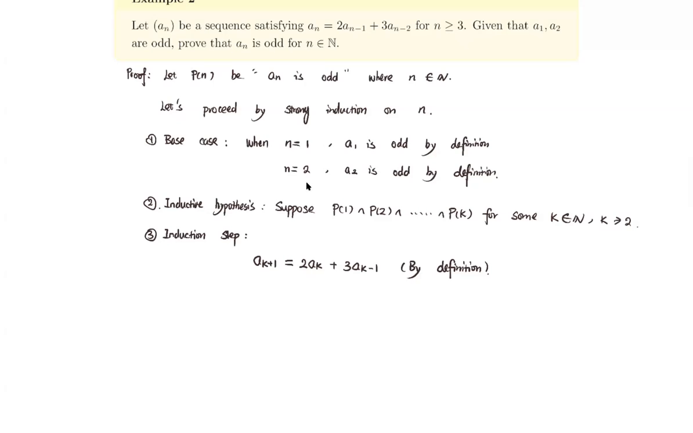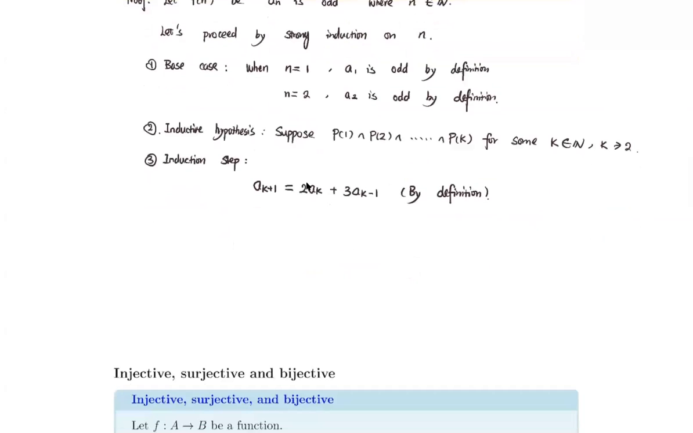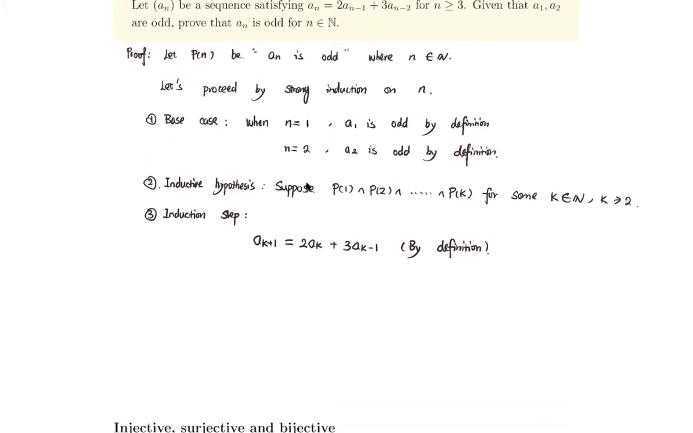If k is 2, you have a3 equals 3a2 plus 2a1, and you know both a2 and a1. So in this case, k equals 2 is okay. So that's why you assume k is greater than or equal to 2. And any questions so far?